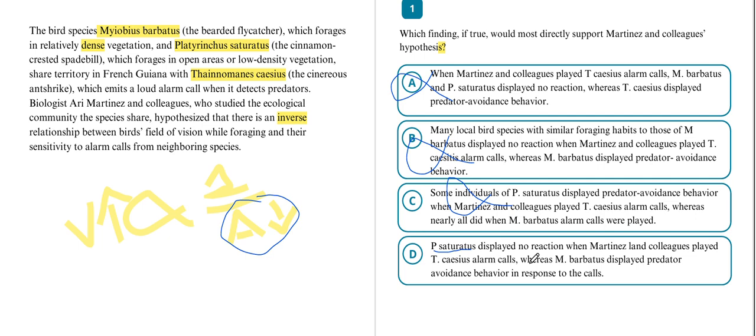So I will directly click on option D and go forward in the exam. I hope you understood what I mean.